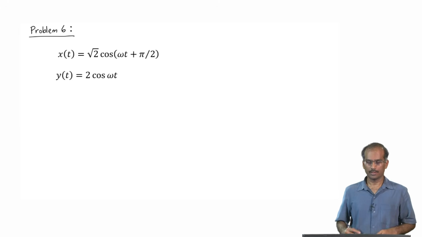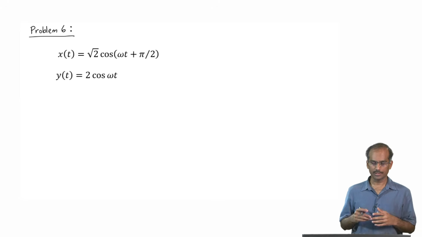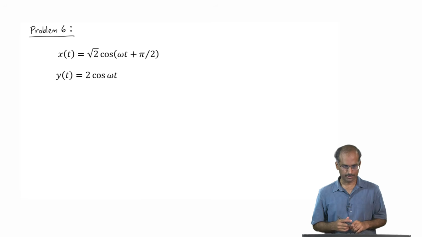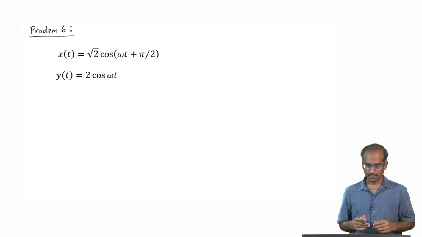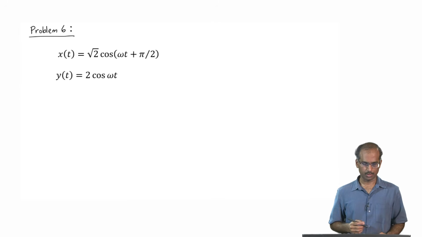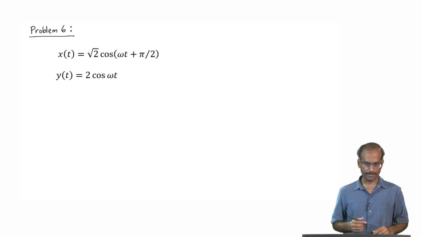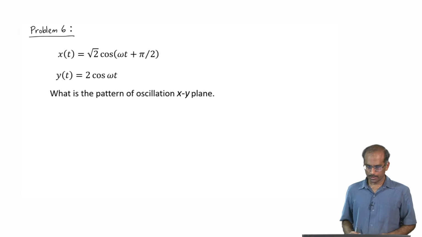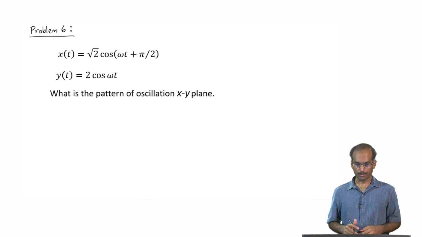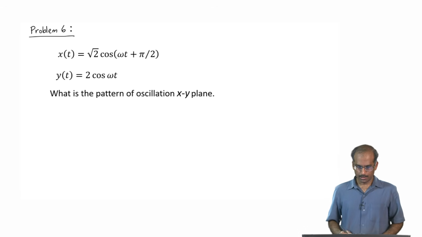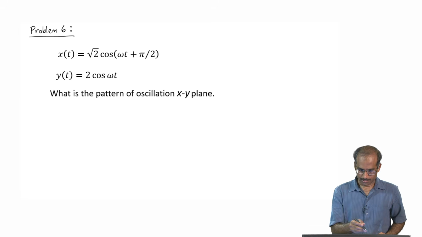So, in this problem we are looking at two oscillations which are perpendicular to one another, and the solutions are given here. The question is what is the superposition of these two oscillations, and I would like to know the pattern of oscillation in xy plane. So, the way to do it is as usual we want to eliminate time from these equations and plot the oscillation, and as usual let us expand the first equation.